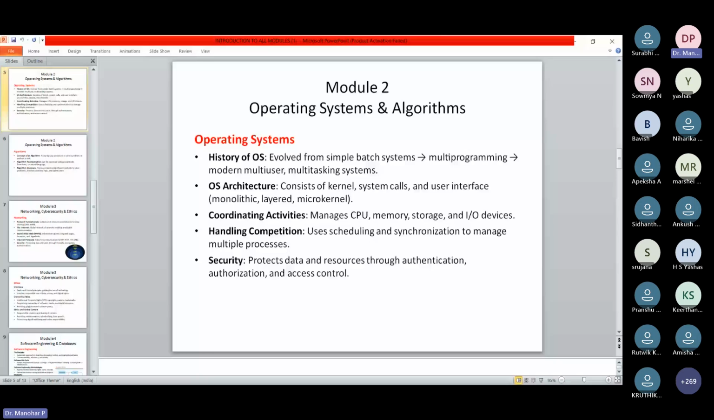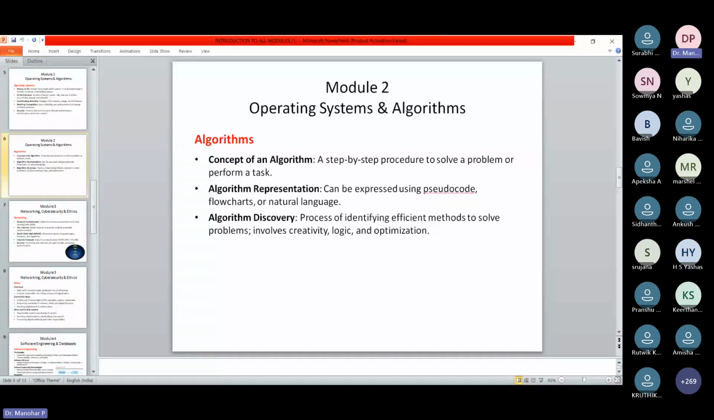Algorithms. You will also be studying algorithms, how you can solve a problem using a step-by-step procedure. In an algorithm, you write steps, right? Step by step, how you will be able to solve a problem, and how algorithms can be represented. It can be represented in various ways, very importantly using pseudocode or flowcharts or natural languages. And also how efficient an algorithm you can design to solve a problem. That you will be studying under algorithm discovery.